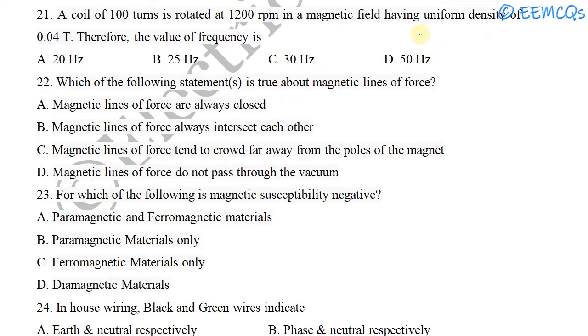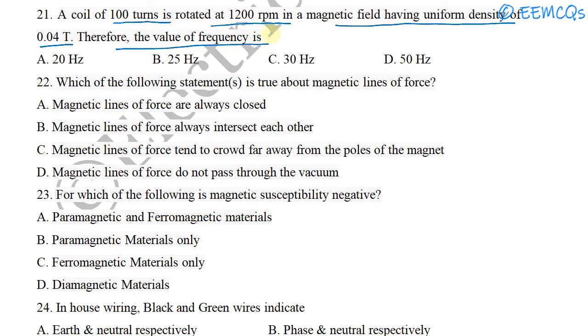Let us take question number 21. A coil of 100 turns is rotated at 1200 rpm in a magnetic field having uniform density of 0.04 Tesla. Therefore, the value of the frequency. Means here you have to find out what is the frequency of the generated EMF.